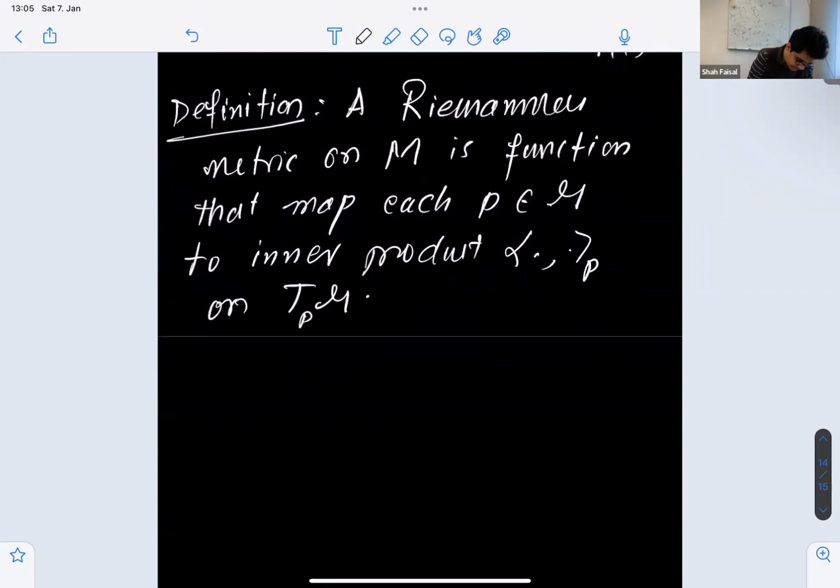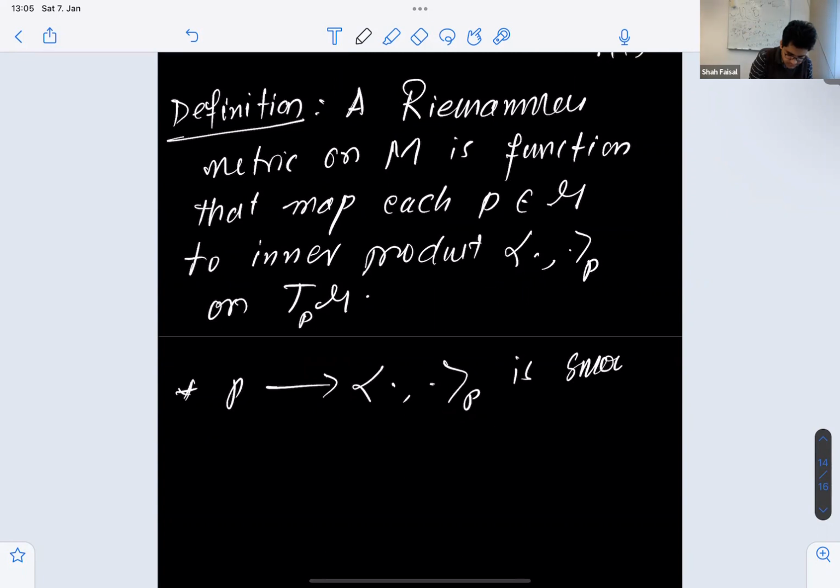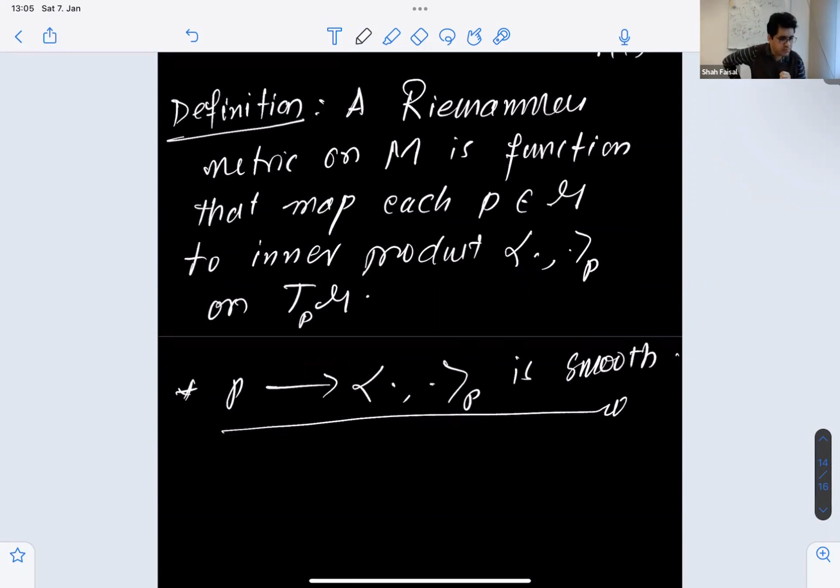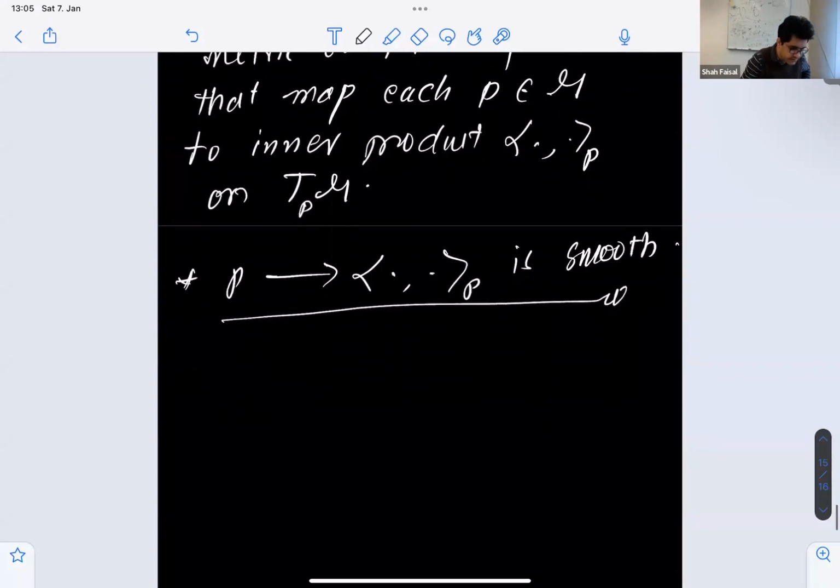And the second condition: I want this map to be smooth. I don't want to define what it means to say that this inner product varies smoothly with the point p, but let's assume it's smooth in some sense. That's a Riemannian metric.